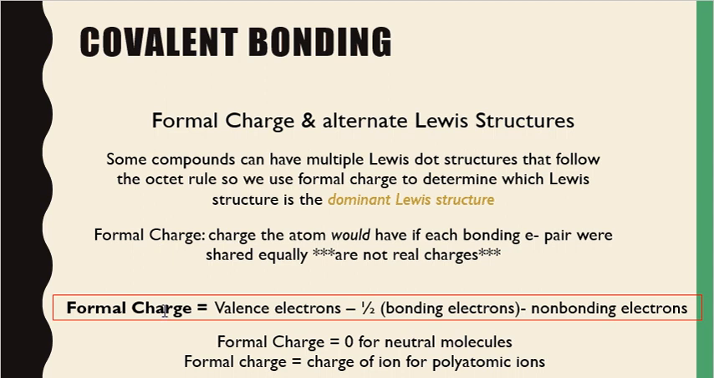Okay, so they're not real charges. It's really easy to figure out. The formal charge is equal to the valence electrons of the atom minus half of the bonding electrons minus the non-bonding electrons. Okay, so a formal charge is 0 for all neutral molecules and of the total molecule, and the formal charge of a polyatomic ion is equal to the charge of the ion. Okay, so that's for whole molecules.